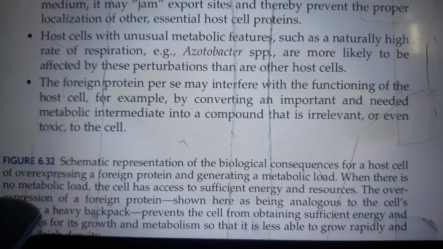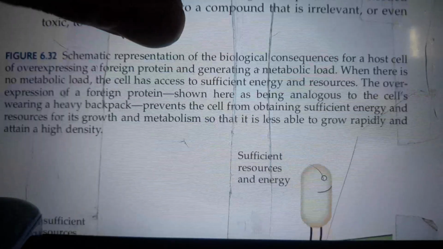Host cells with unusual metabolic features, such as a naturally higher rate of respiration, for example Azotobacter spp., are more likely to be affected by these perturbations than are other host cells. The foreign protein per se may interfere with the functioning of the host cell, for example, by converting an important and needed metabolite intermediate into a compound that is irrelevant or even toxic to the cell.